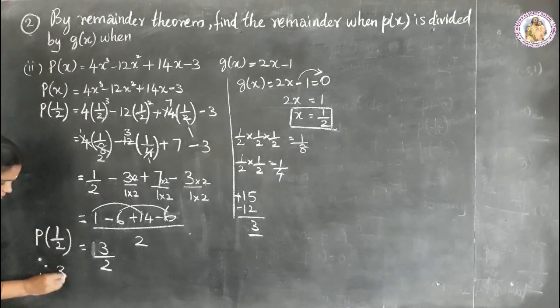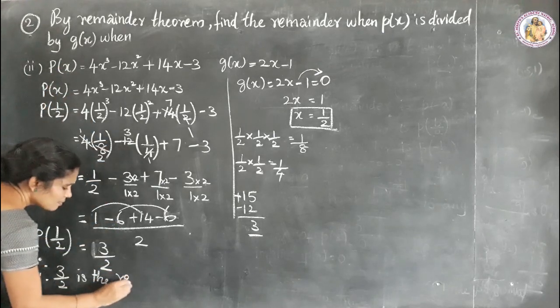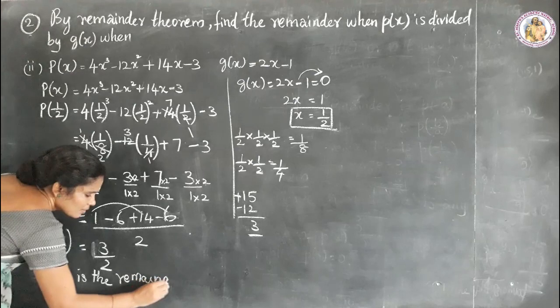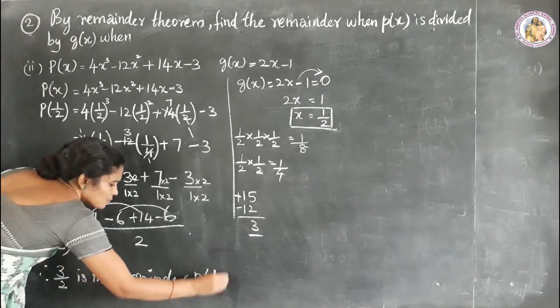Therefore 3 by 2 is the remainder, okay, 3 by 2 is the remainder of P of 1 by 2.